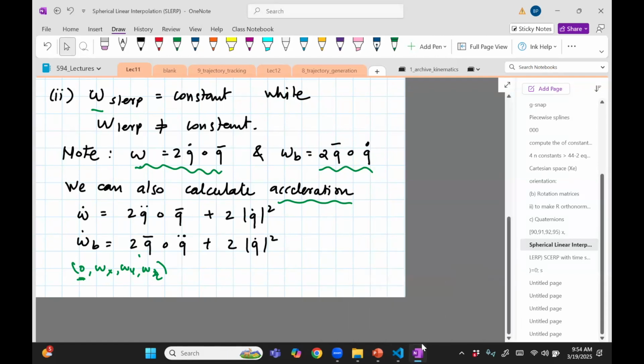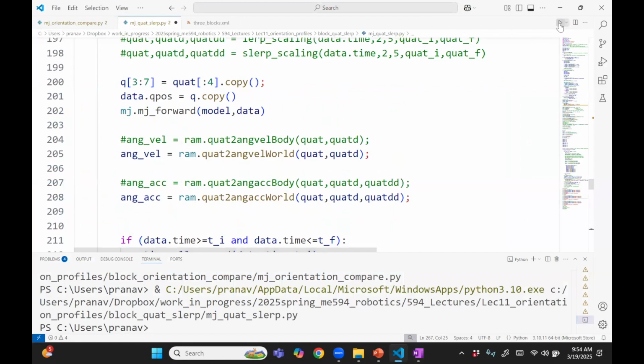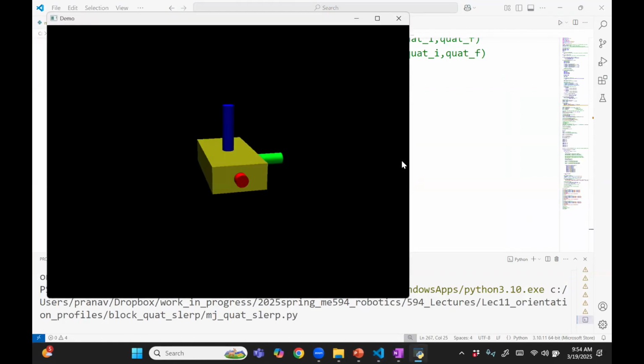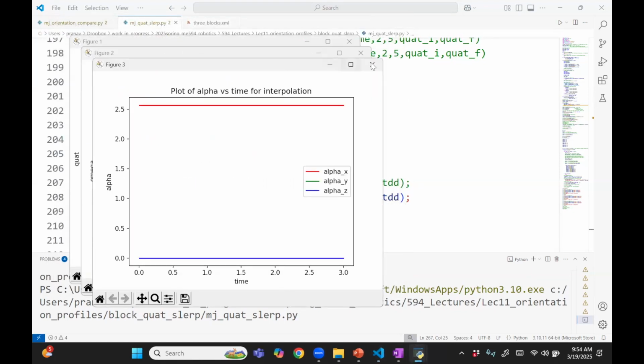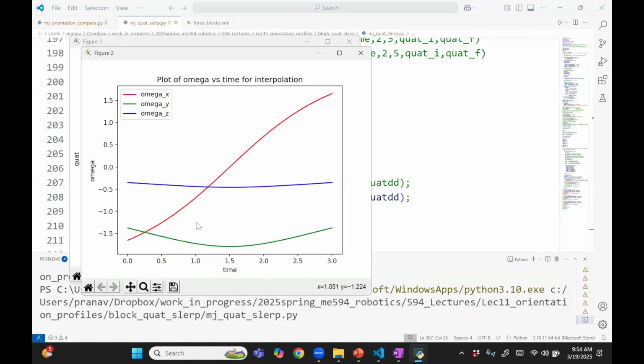Let's look at that plot again. I'm going to run this code again. What is of interest now is the angular velocity. I said when you use the linear interpolation, the angular velocity, no matter which frame, is non-constant, and you'll see this in one of those plots. Okay, so you can see that the angular velocity is not constant, even though the quaternion is linearly interpolated. This is a problem, right? Because your end effector is going to go at a non-constant speed.